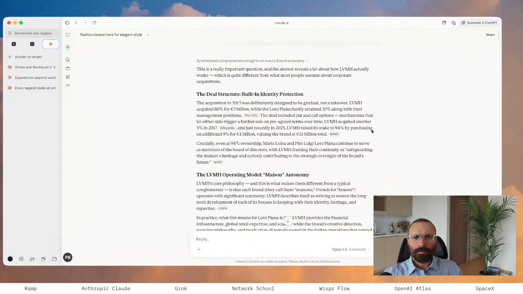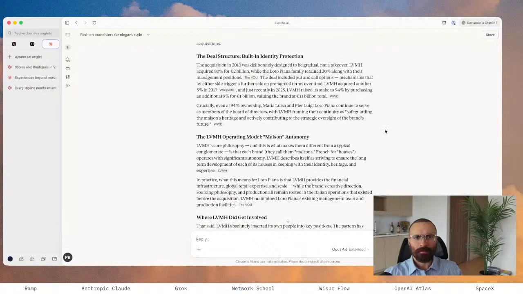Wow. The deal structure, built-in identity protection. The acquisition was deliberately designed to be gradual, not a takeover. Acquired 80% for 2 billion. Okay. The Loro Piana family retained 20% along with their management positions. It included put and call options, mechanisms that let either side trigger a further sale on pre-agreed terms over time. LVMH acquired another 5% in 2017, and just recently, in 2025, raised its stake to 94% by purchasing an additional 9% for 1 billion, valuing the brand at 11 billion total.